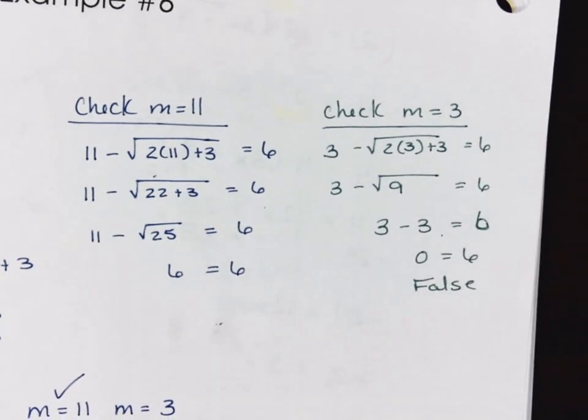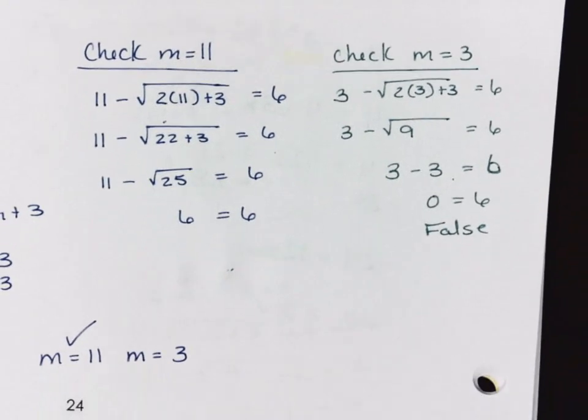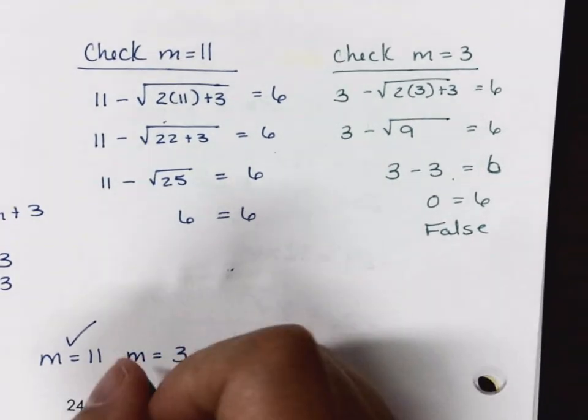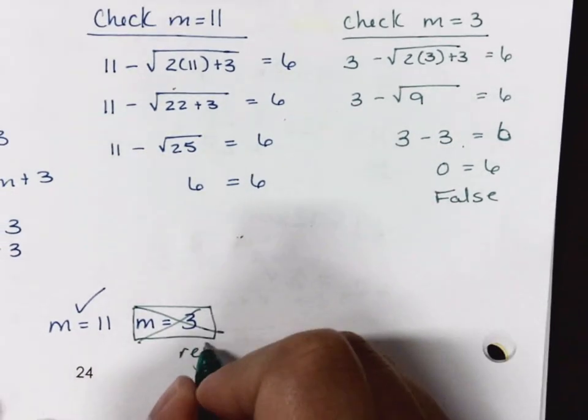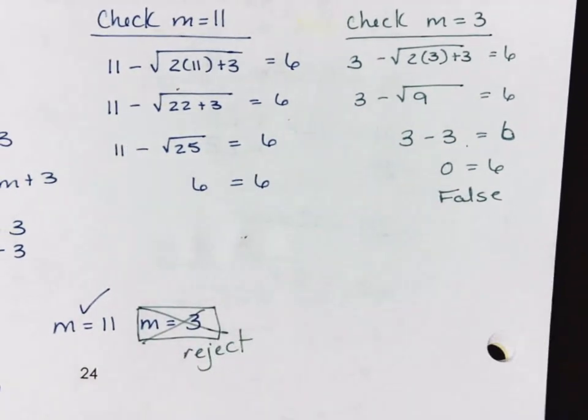So that one's false. Did I do that right? I did that one right. That's right. So we are going to reject the m equals 3. Okay. I think that's it. That is it.